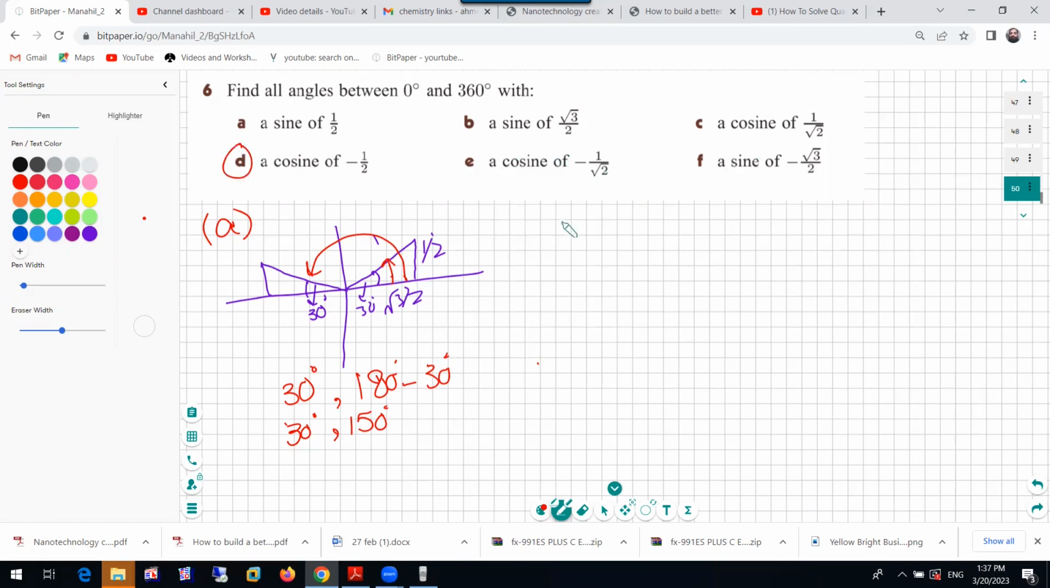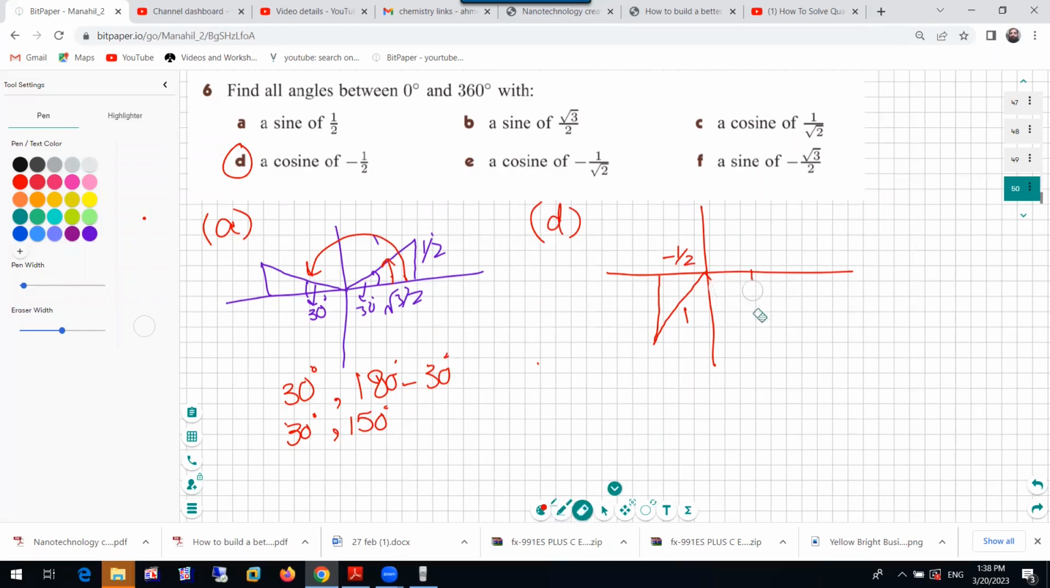D part. Cosine of negative half. A negative value of cosine exists always in the third and fourth quadrant. So if I make the quadrants, it's here. Okay, negative half, since cos is adjacent over hypotenuse, means the adjacent side must be smaller, right? Like this, and here as well. This side is 1, and what about this side? Is negative half. Sorry, it's second and third quadrant.